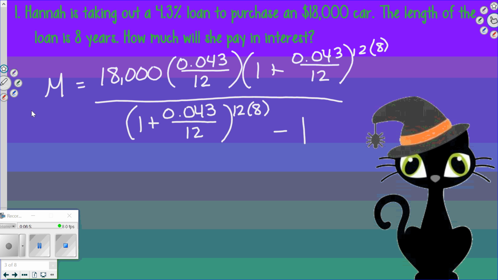Okay, so what do we get for a monthly payment? Did we get $221.93? Make sure you're rounding to the nearest cent. Do not write 92. That'll change your answer.